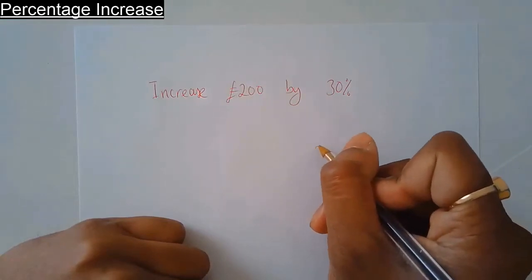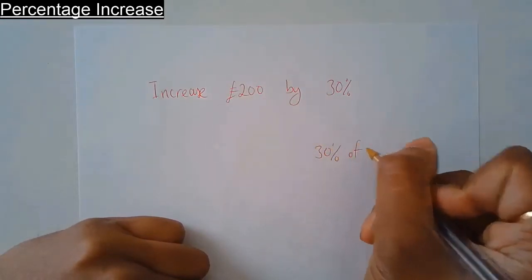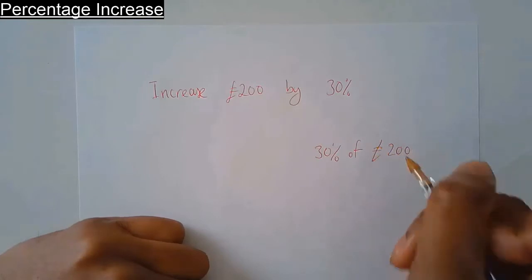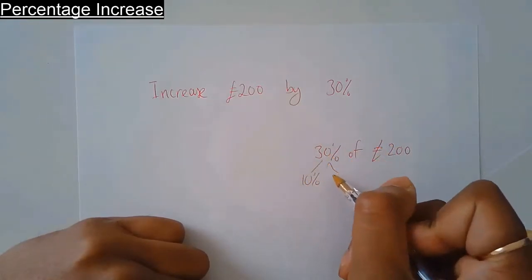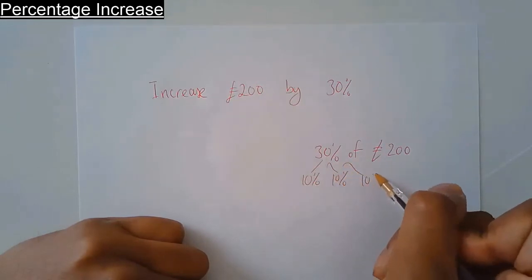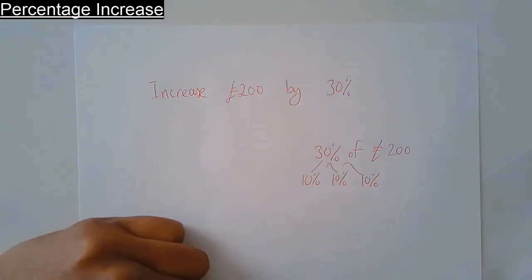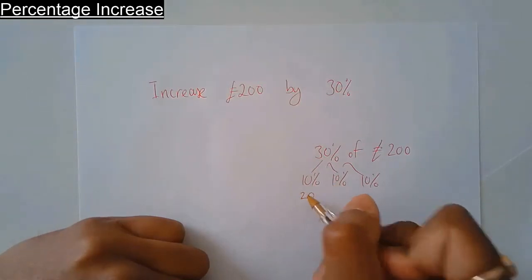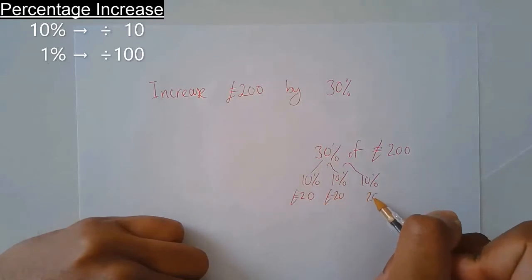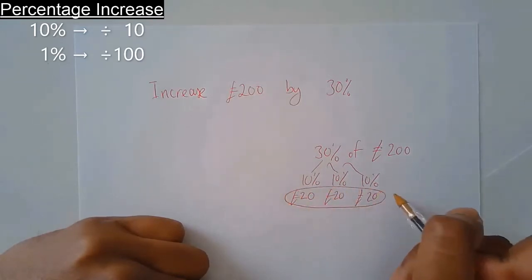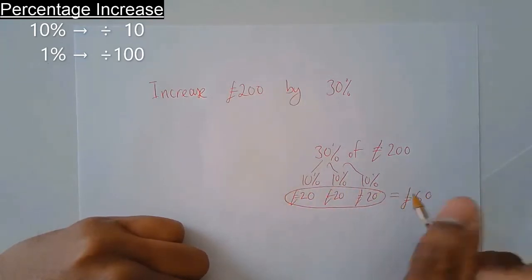If you wanted to find 30% of 200, you break it down to 10%, 10%, 10%. That's 30%. Now you know to find 10% of £200, you just do 200 divided by 10, 200 divided by 10, 20. 10% is 20. So altogether, that's £60.